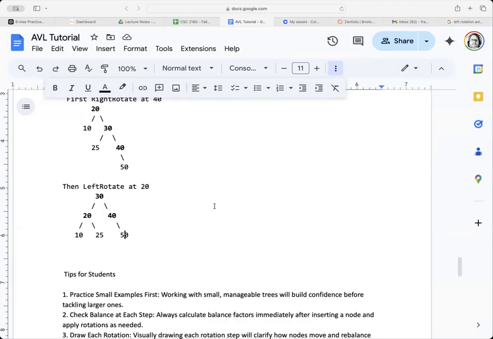So hopefully that's helpful. If you have more questions, let me know. We'll try to work through things. AVL trees are a pretty big topic for us to deal with.